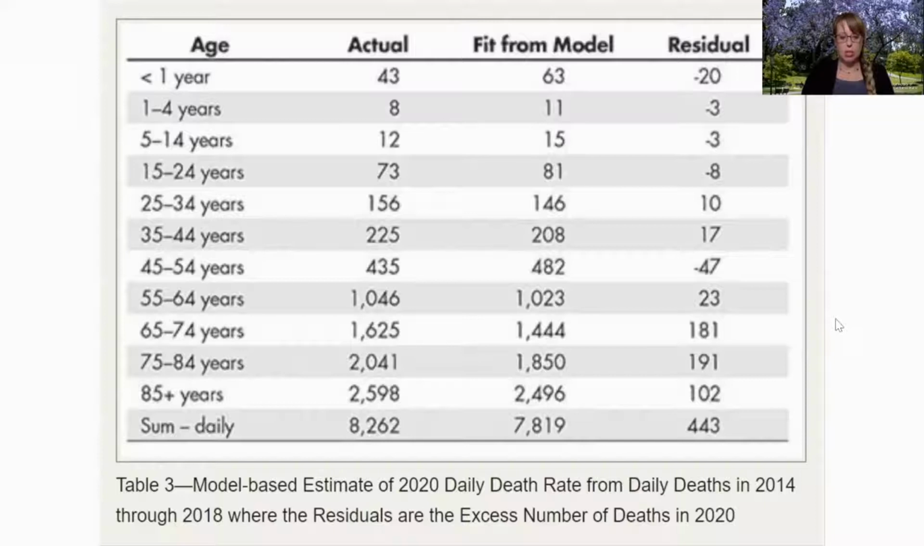Table 3 shows the actual number of daily deaths in 2020 by age category and total, the estimate for what the deaths would be based on prior years, or fit from model, and the residual, which we can attribute to the net causal effect of the COVID-19 pandemic. Those under 25 had fewer deaths than what was expected, but those over 55 had in excess of 497 deaths, which is 6% of the total number of daily deaths in 2020 for February through April.